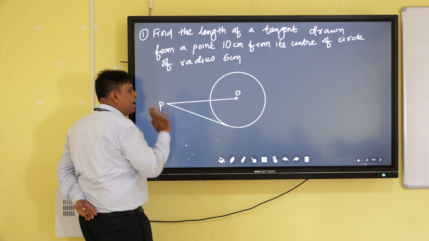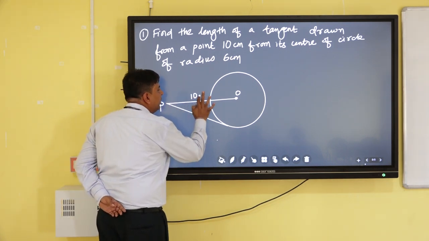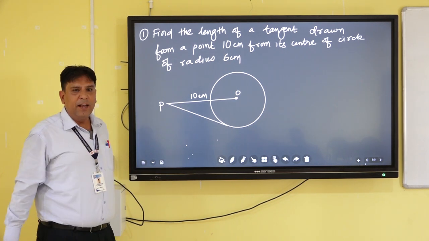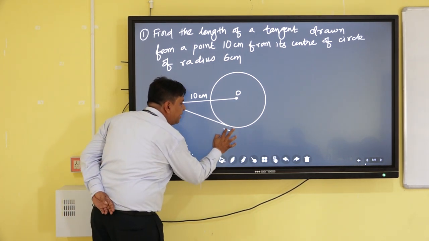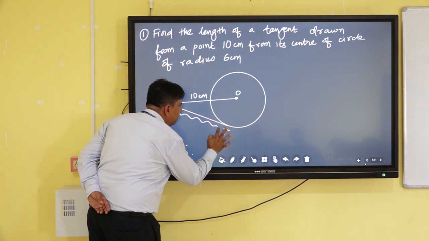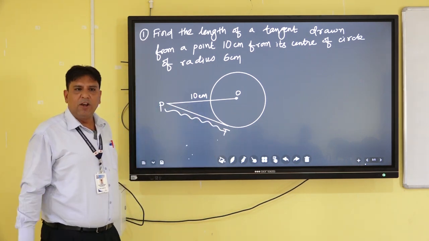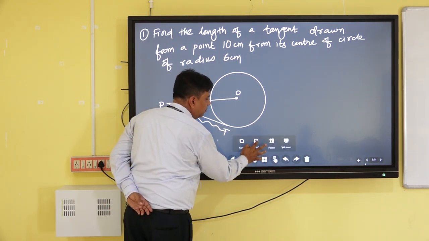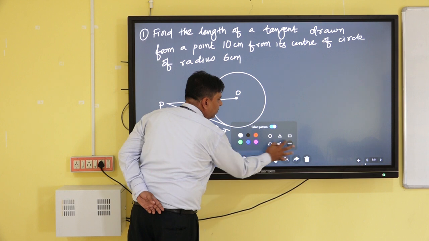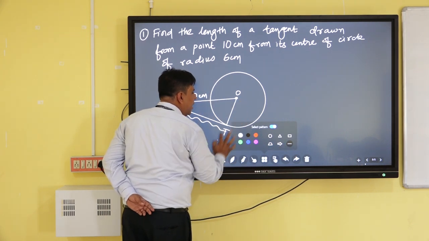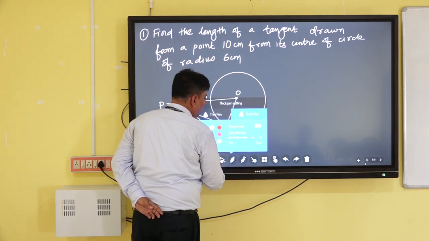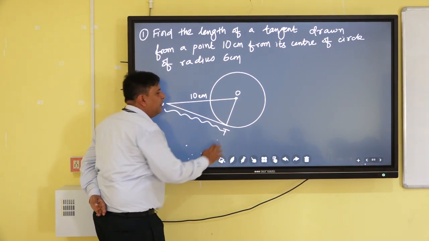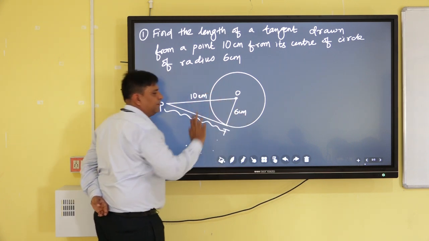This is my external point P, which is at a distance of 10 centimeter from the center. And the radius of the circle is 6 centimeter. I need to find the length PT. PT is the length of the tangent, right? Now what will be OT? Who can tell me what OT is called? OT is called the radius of the circle, isn't it? And how much is the radius given? 6 centimeter.